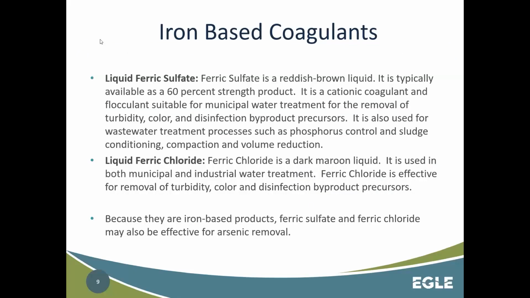Okay, the iron-based coagulants that we're going to look at today are ferric sulfate and ferric chloride. Ferric sulfate is a reddish-brown liquid, and it's typically available as a 60% strength product. It's a cationic coagulant and flocculant suitable for municipal water treatment for the removal of turbidity, color, and disinfection byproduct precursors. It is also used for wastewater treatment processes such as phosphorus control and sludge conditioning, compaction, and volume reduction.